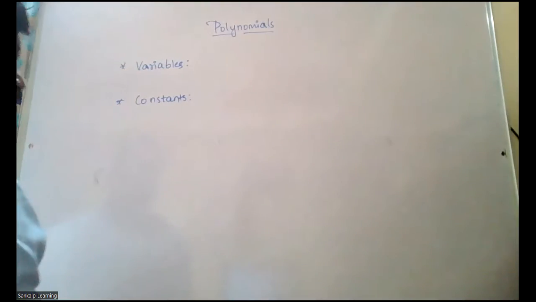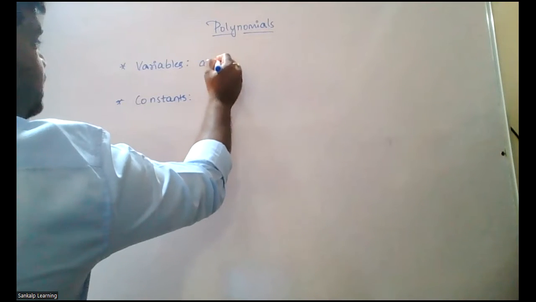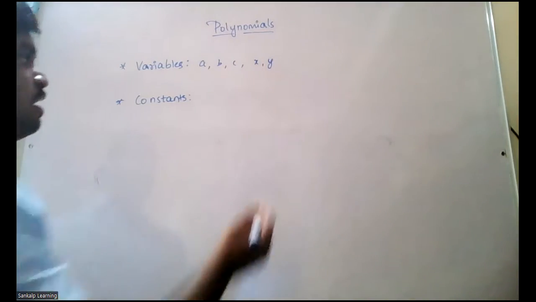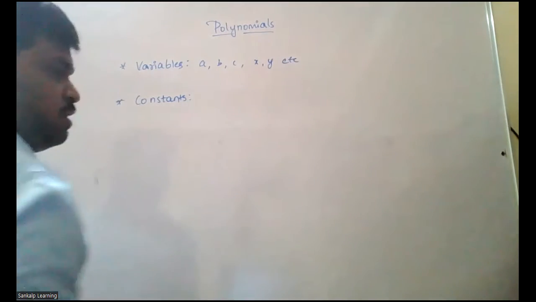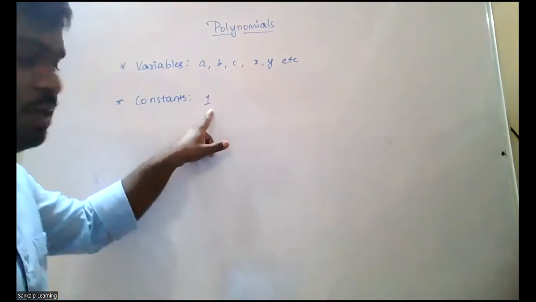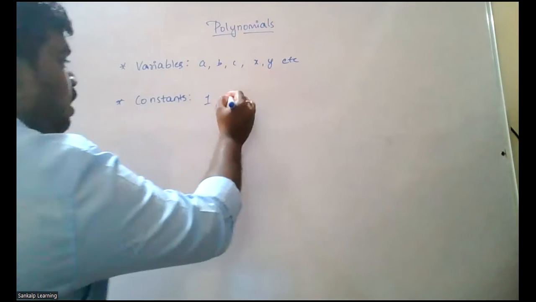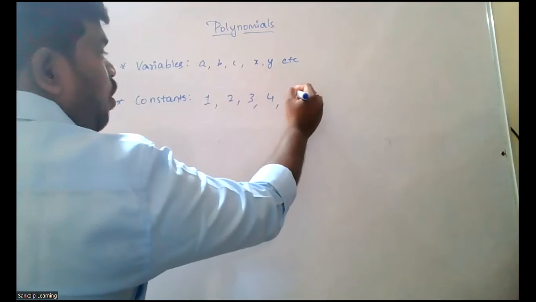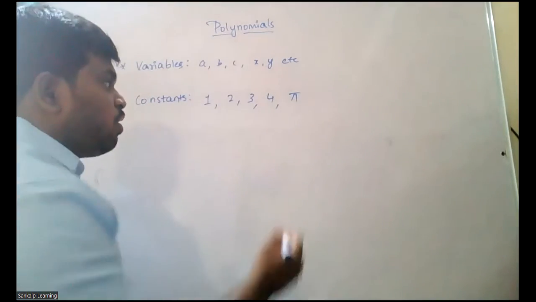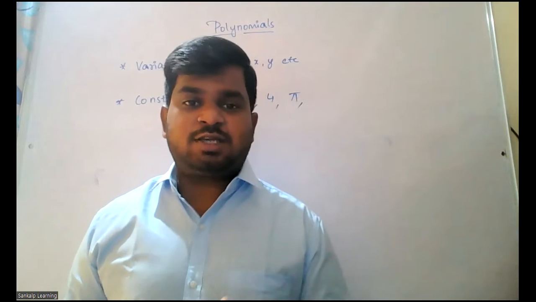For example, English alphabets A, B, C, X, Y, all those English alphabets are the best examples for variables. Whereas coming to constants, the numbers. This is a symbol. Actually, this is a symbol. We call it 1 and its value is 1. 2, 3, 4, or let's say pi. Pi is a constant, right? Its value is fixed. Whichever symbol, if its value is fixed, we call it a constant.